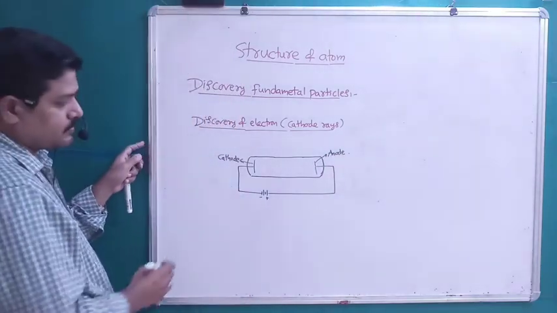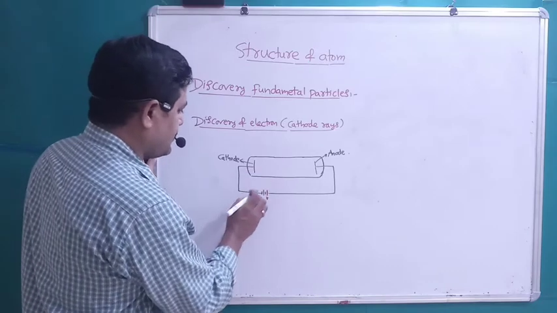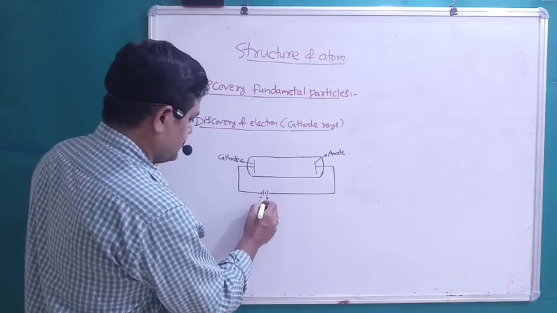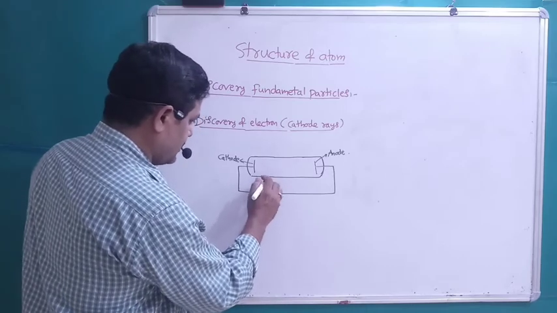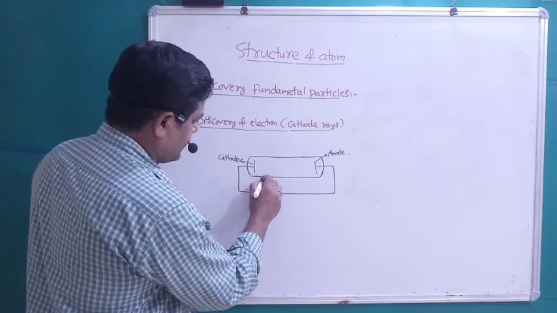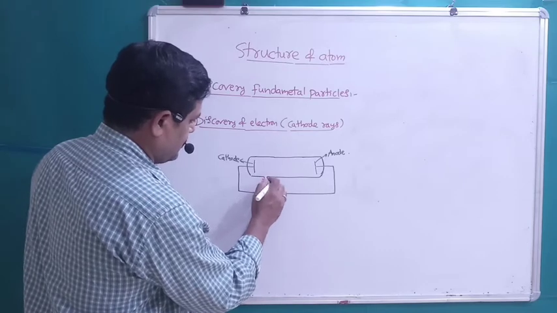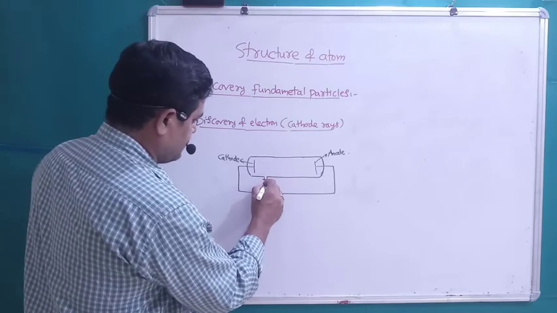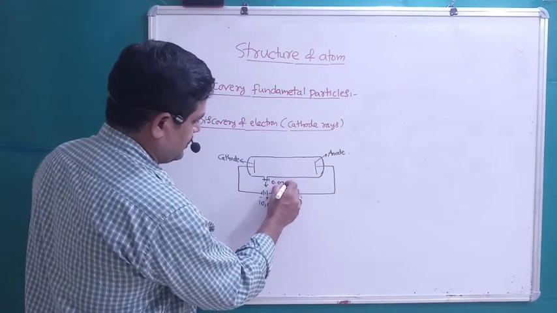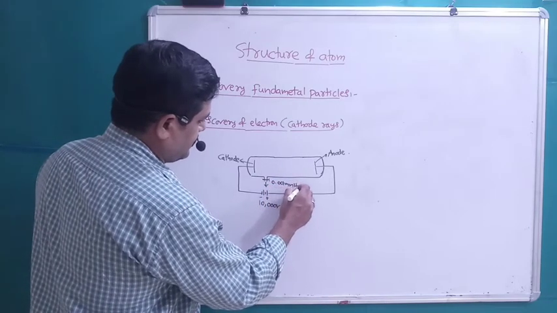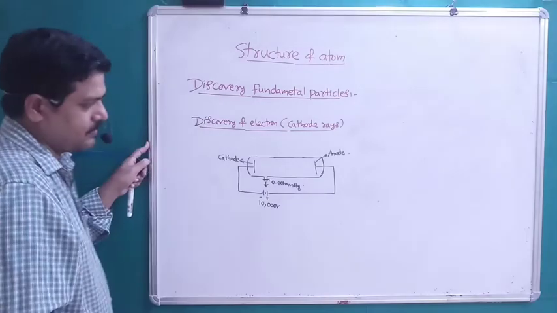So then, when we pass that high voltage, 10,000 volts, and this is under low pressure, a gas filled under low pressure that is connected with the vacuum pump, and the pressure inside is 0.001 mmHg, millimeter mercury.